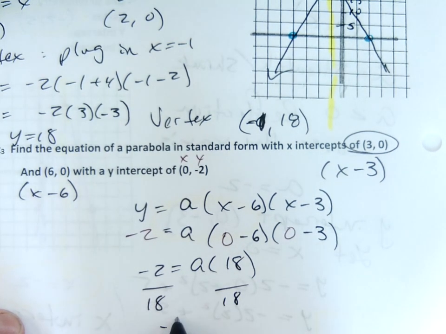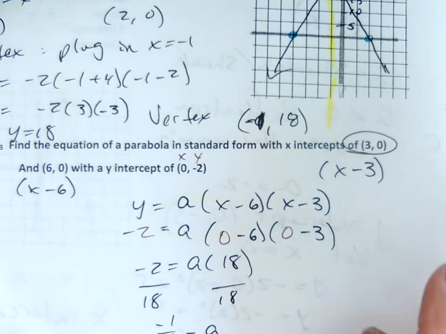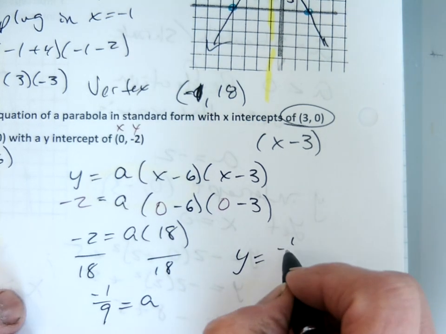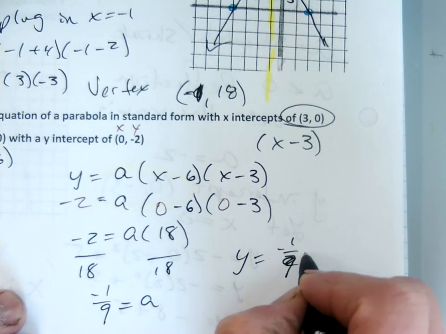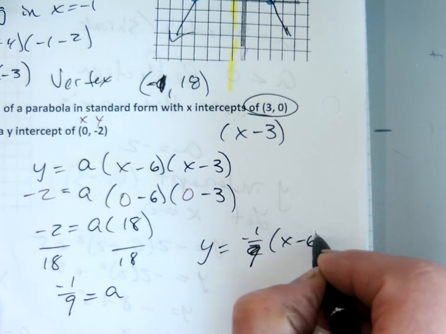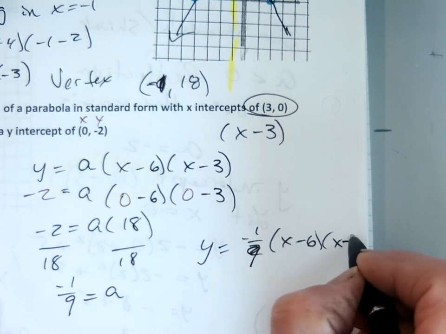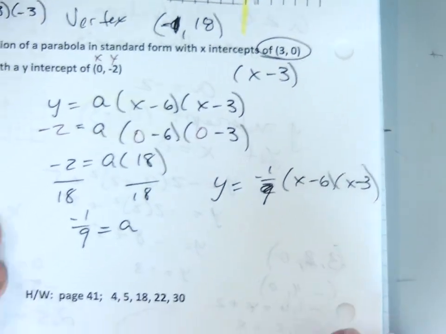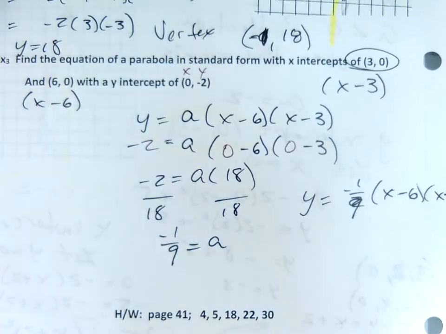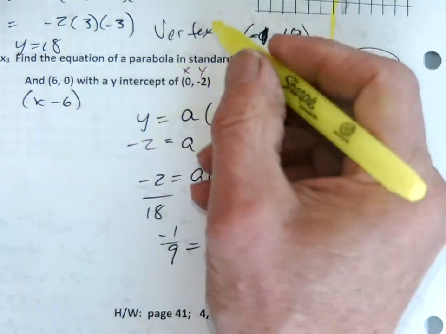I reduce that to 1/9. Okay, 1/9's okay, I can live with that. So my answer is this. I get y equals negative 1/9 times x minus 6 times x minus 3, right? Almost done. I would say I'm done, but then the question says what? You see anything in the question? What do you see? Standard form.